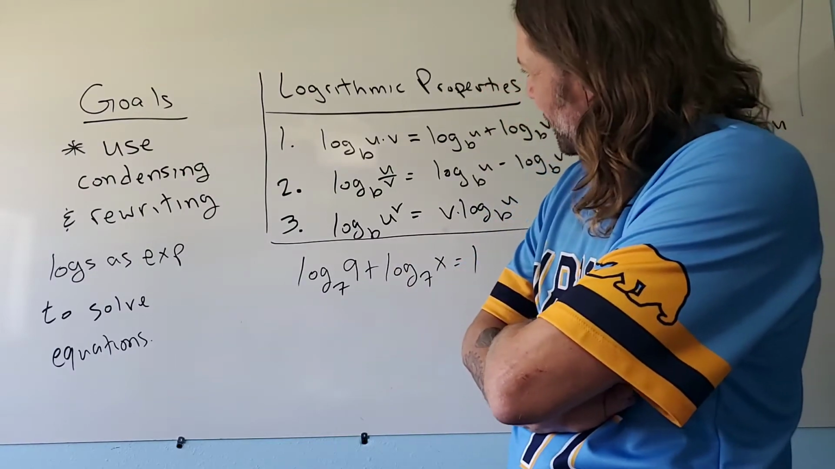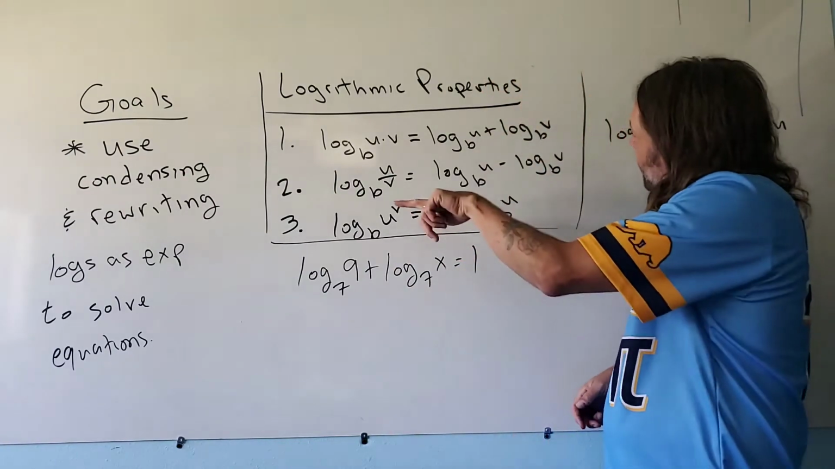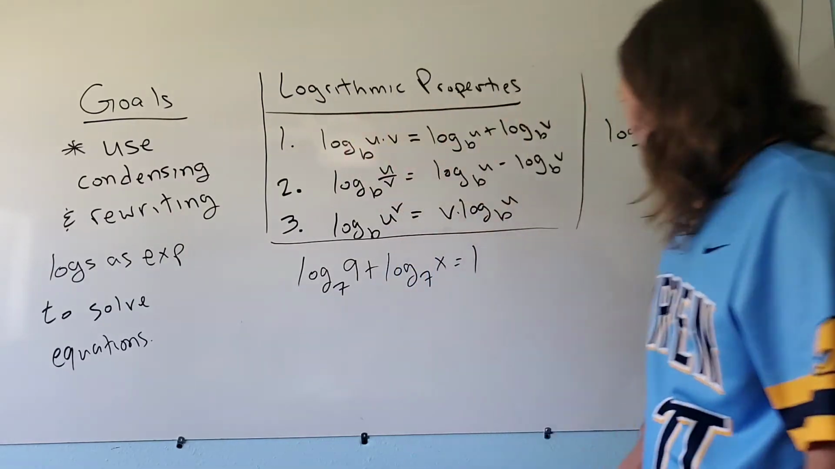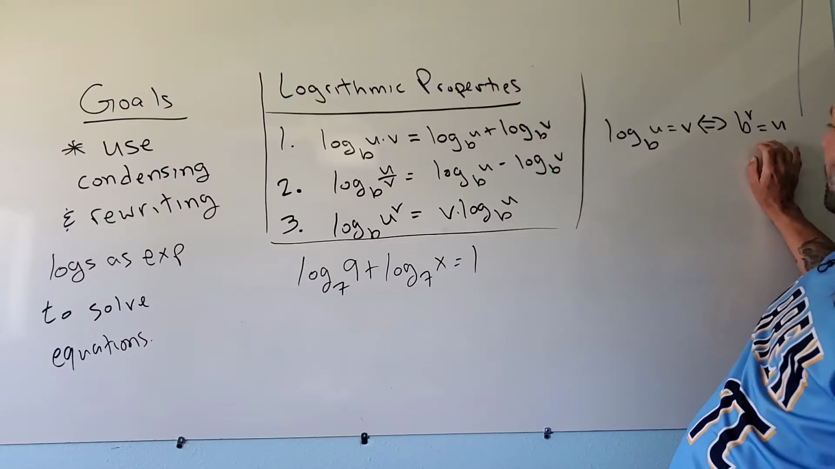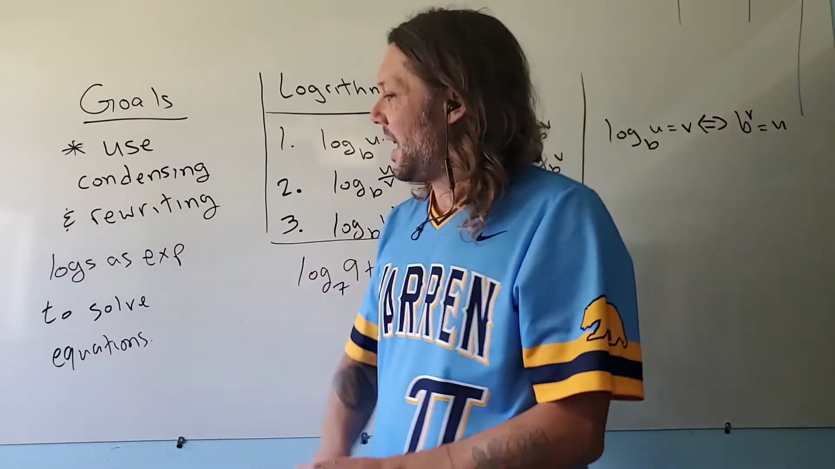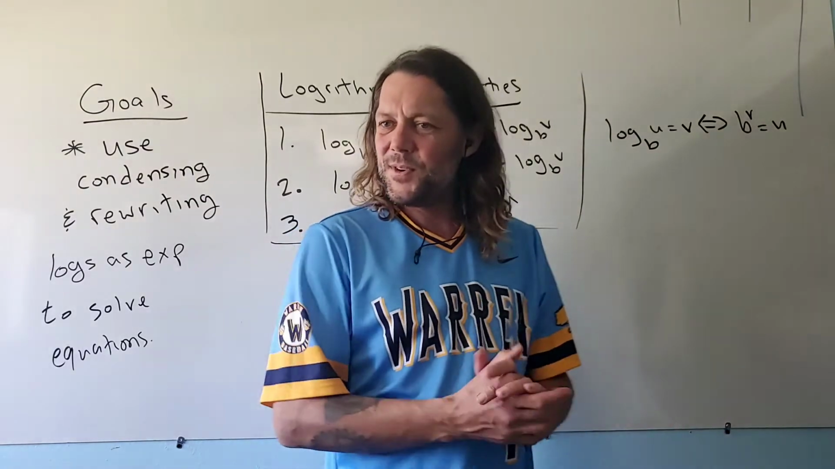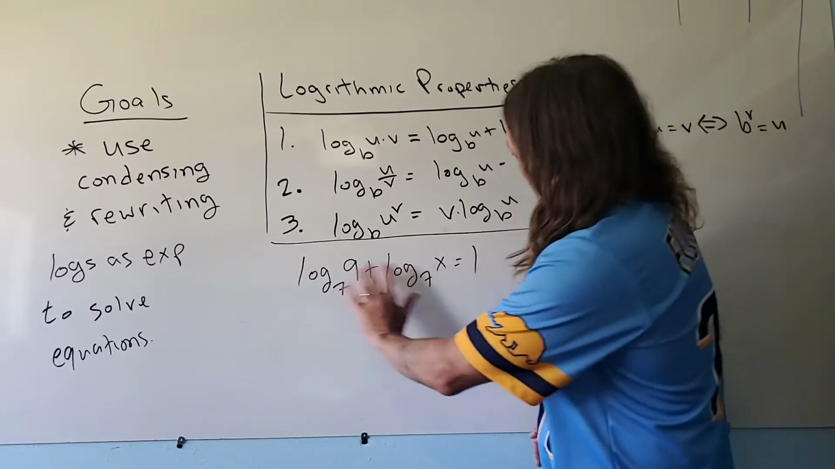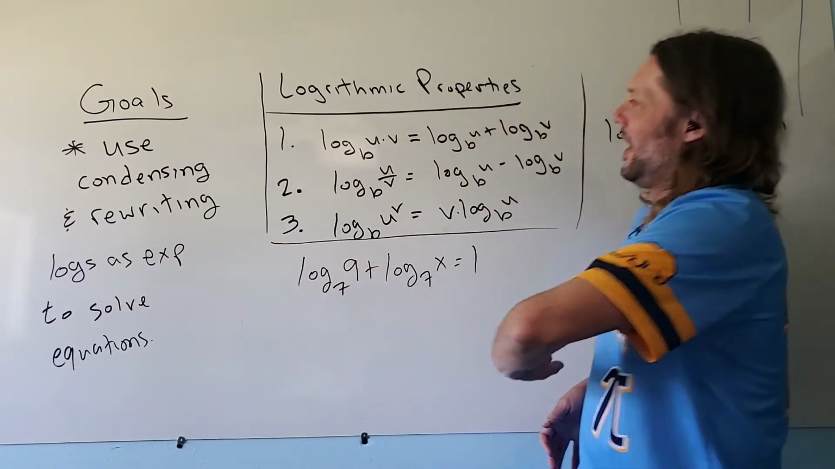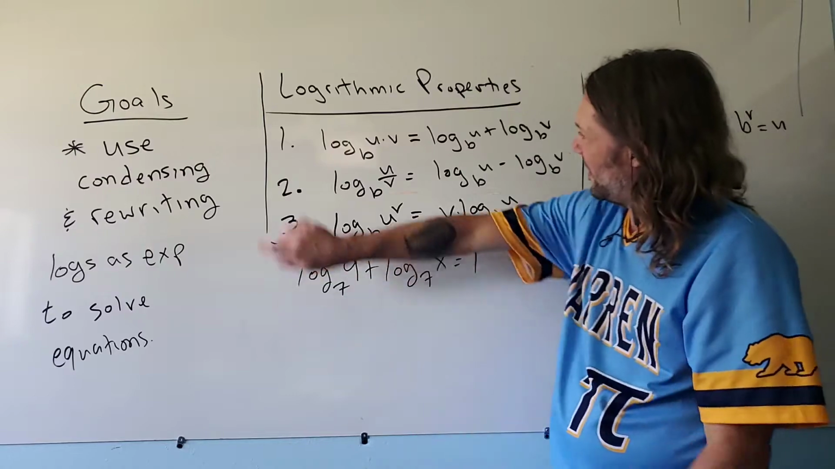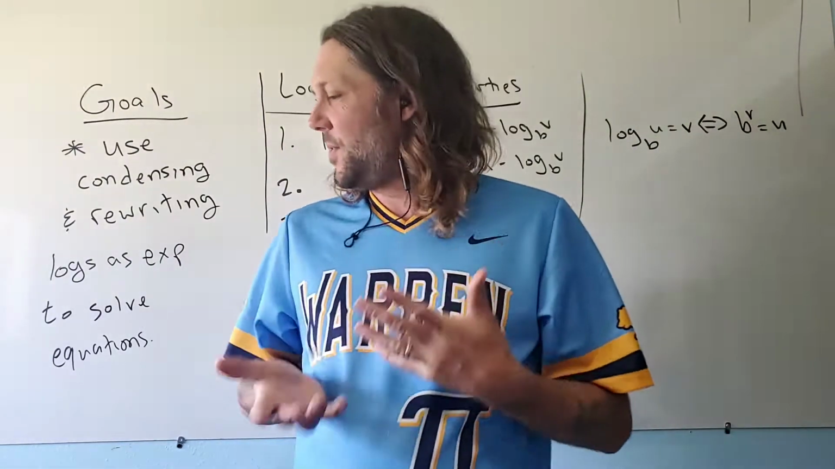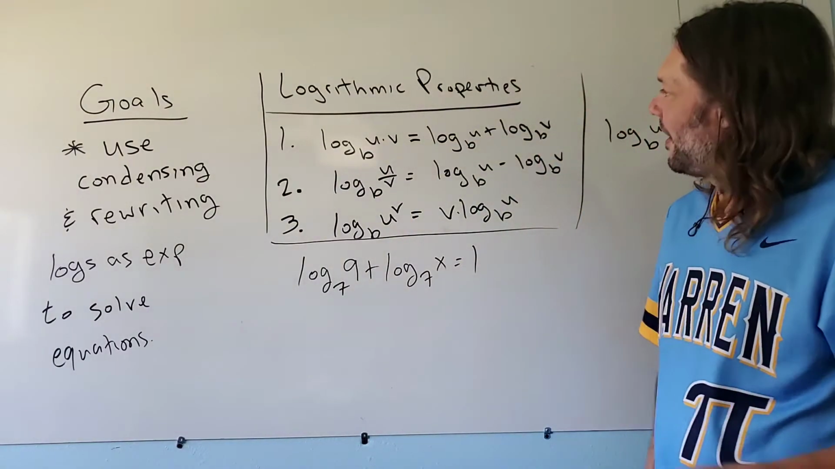Our first goal is to use condensing. Remember, going this way is condensing. Using condensing and rewriting logs as exponentials, so going from logarithmic form to its exponential form to solve equations. So I have an example of one equation. We're just going to do these types of problems today. So, your assignment's going to look like this. All right? And literally, we're going to condense, rewrite it as an exponential, and then we can solve the equation very simply. So let's go ahead and go through this problem.